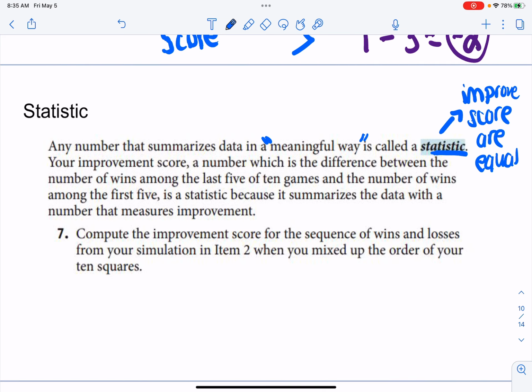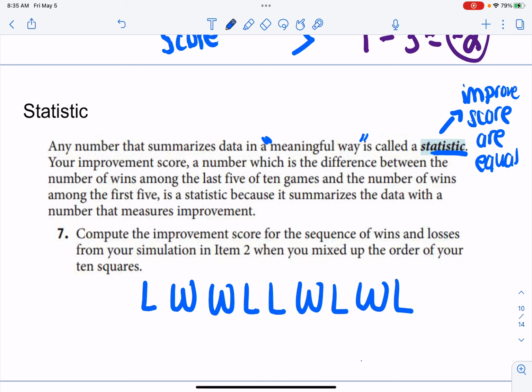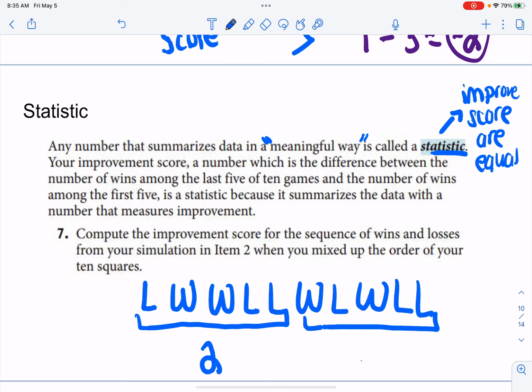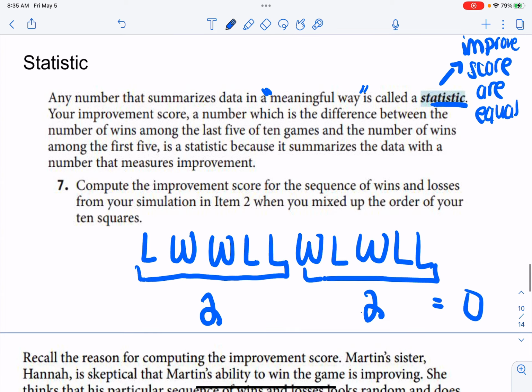Okay, so if you were to do the first part, meaning mixing up all those cards, let's say we had a simulation, and I'm just giving an example, you can look at your own, where we had a loss, a win, a loss, and then a win, a loss, a win, and a loss, and then one more loss. What I would do is calculate the first 5. The number of wins would be 2. And then the last 5 would be 2. You're just doing 2 minus 2. Your improvement score and your statistic would be 0. So again, this is from shuffling up the deck from before.